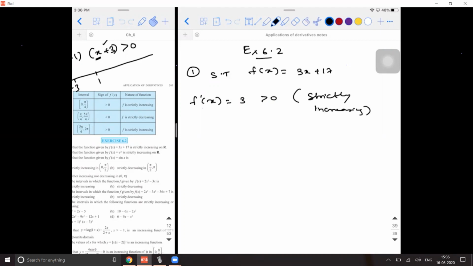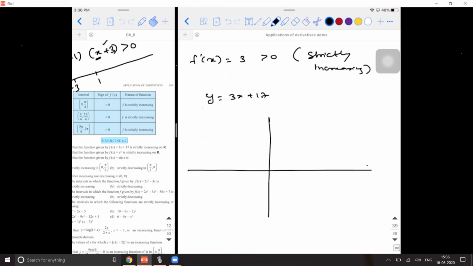So what does y is equal to 3x plus 17 represent? Straight line. Is it passing through the origin? No. Then how do we draw it? Passing through the positive direction of the y-axis. It is of which form? Y is equal to mx plus c. So what is the slope? The slope is 3, right?